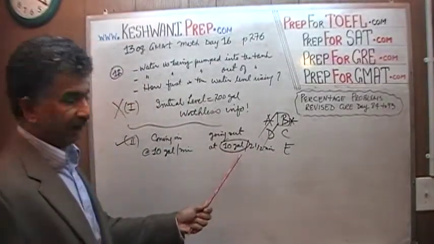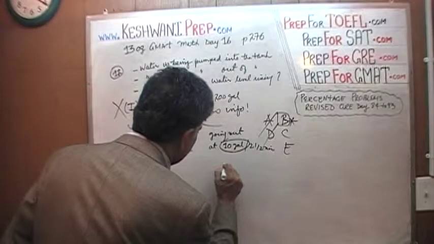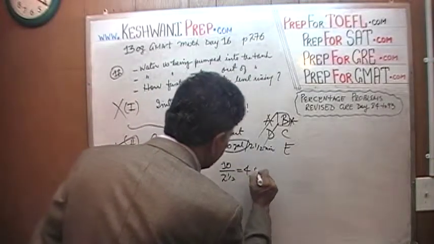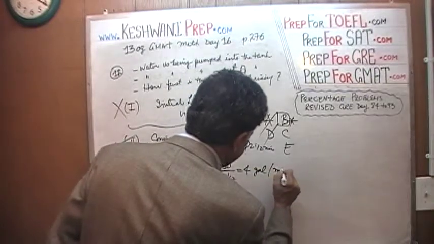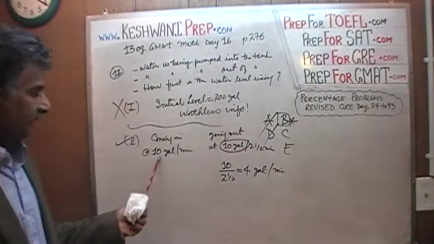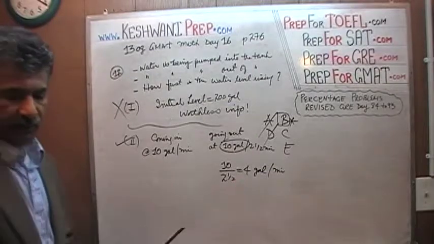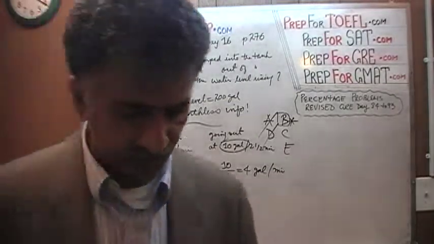We are told that it's 10 gallons per 2.5 minutes. So 10 divided by 2.5, which is 4 gallons per minute. Voila. So it's coming in at 10 gallons per minute, is going out at 4 gallons per minute, therefore the net inflow is 6 gallons per minute.